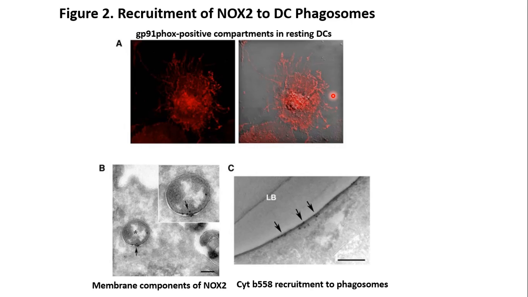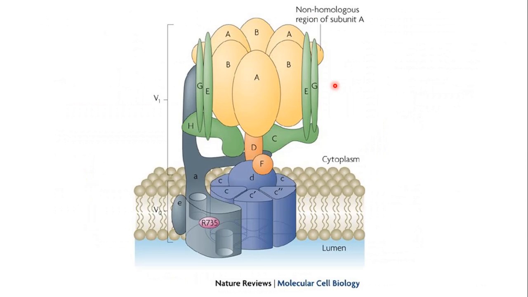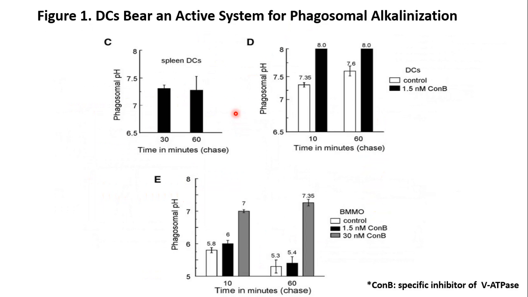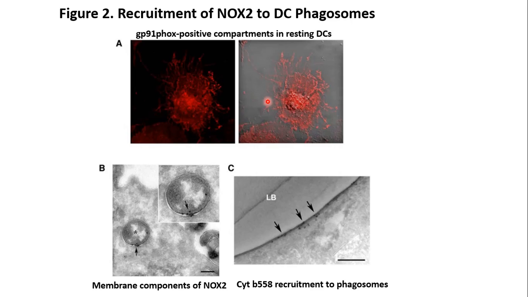Since the intracellular localization of NOX2 transmembrane subunits in DCs had not been shown, they analyzed the subcellular distribution of GP91 PHOX, this big subunit here. They also used DCs defective for these subunits of NOX. So here we can see that GP91 PHOX positive compartments are all around DCs, including the dendrites.